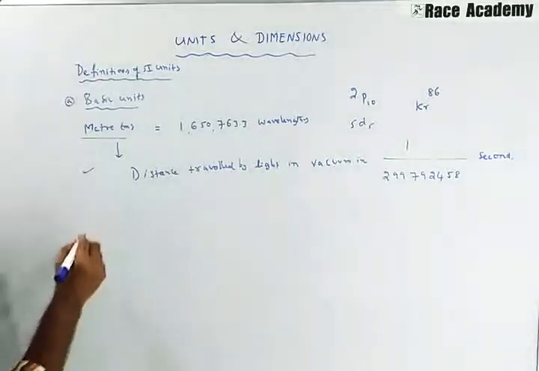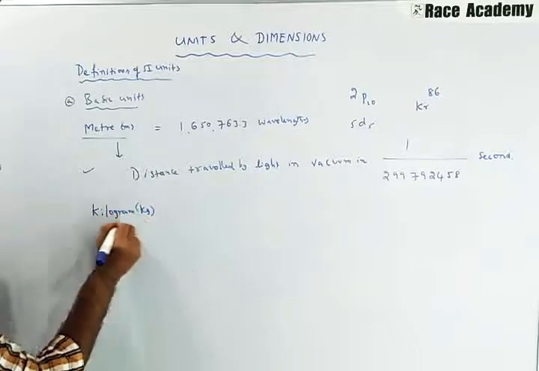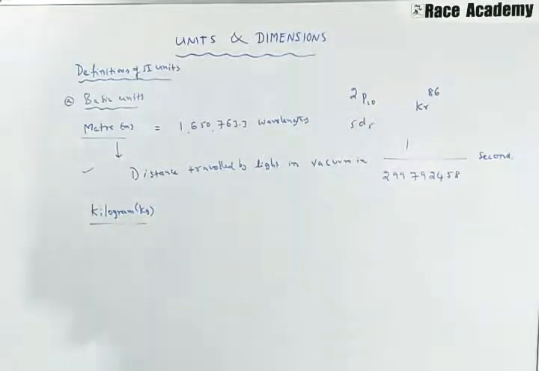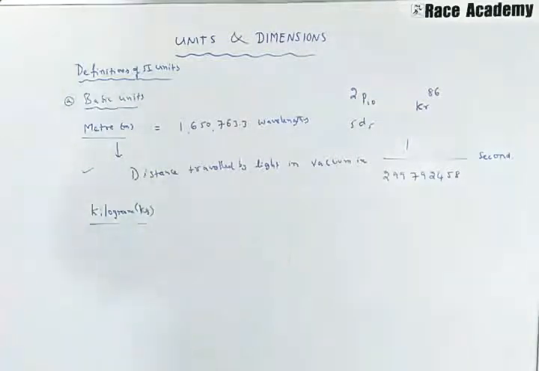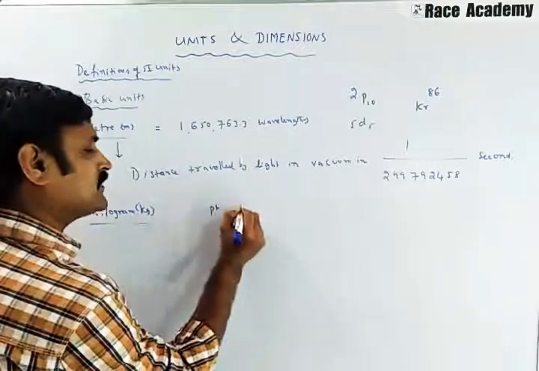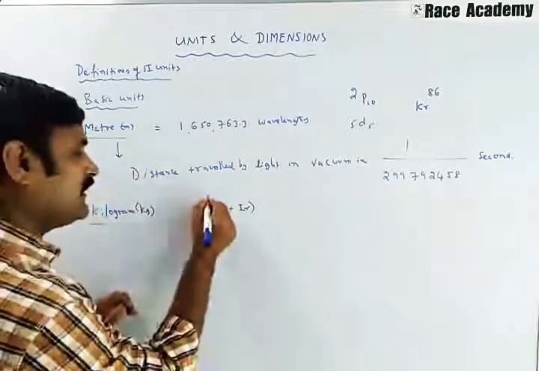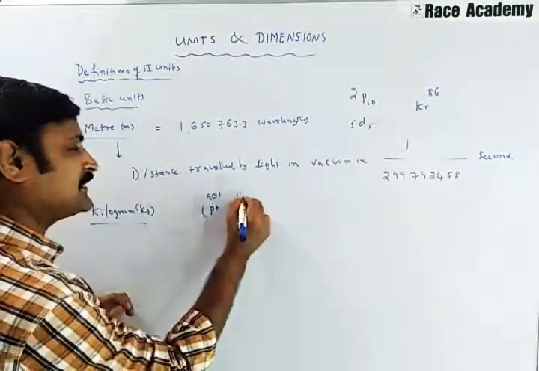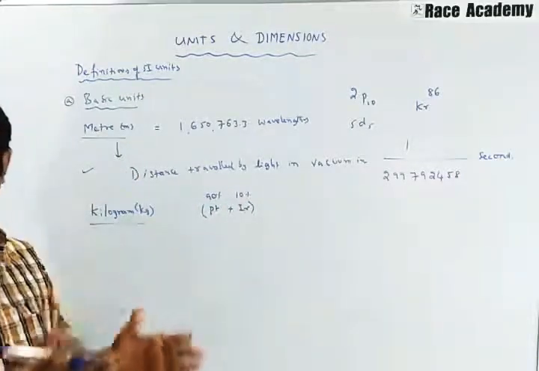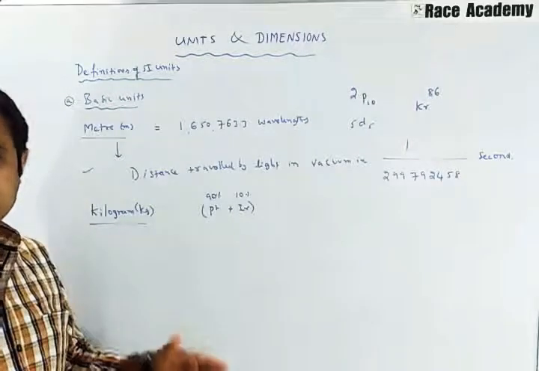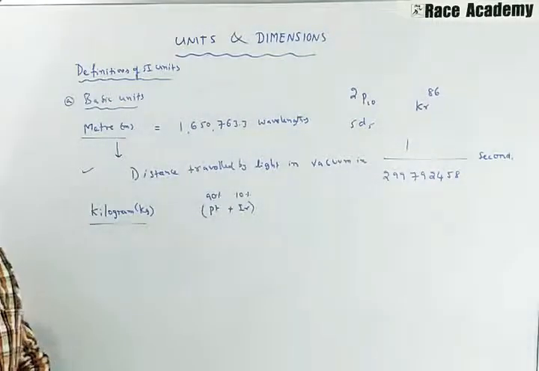Coming to the next one, we have the kilogram, kg. The kilogram is the mass of a platinum iridium cylinder, containing 90% platinum and 10% iridium, having its diameter equal to its height, each equal to 3.9 centimeters.